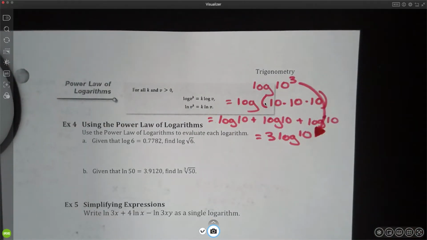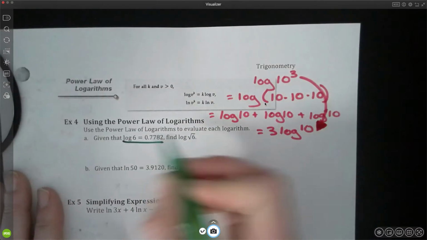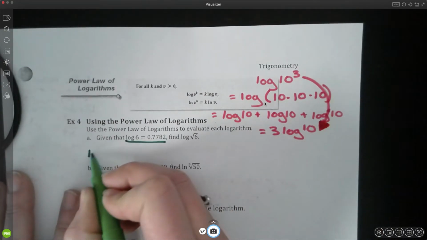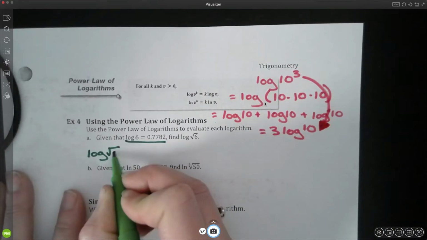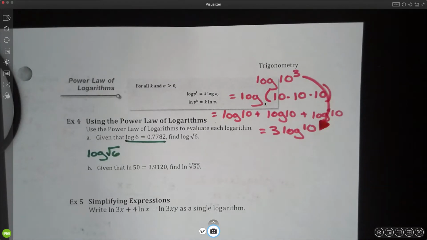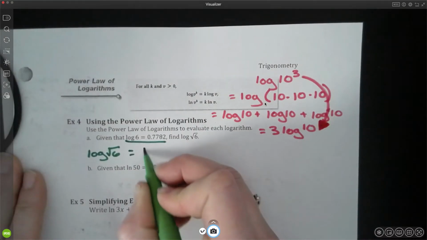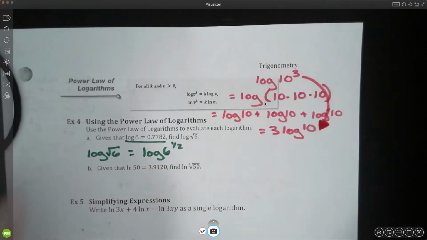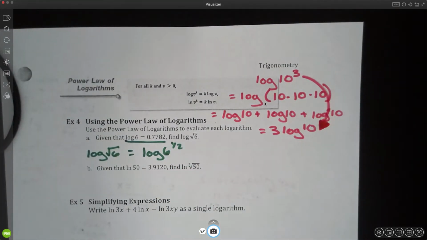All right. So these are going to get just a little bit harder. They give us this, and they want us to find log of the square root of 6. So we only know what log of 6 is, but we need the square root of 6. So this is log 6 to the 1/2 power, if I rewrite it.